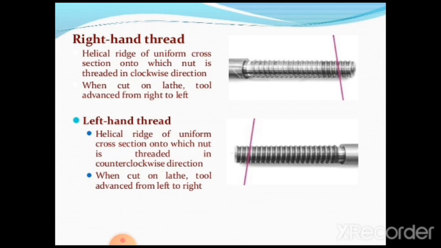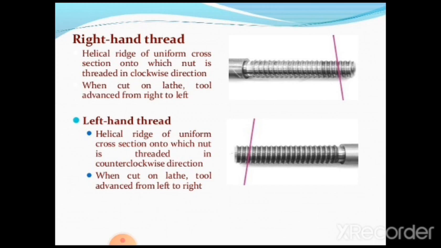That is the only thing. When cutting on a lathe, the tool advances from right to left. That means whenever I want to cut the right hand thread, I have to see that my cutting tool is made to move from right to left, that is, from the tailstock towards the headstock. The cutting of the thread has to be done from the tailstock end to the headstock end. Then we are going to produce the right hand thread.